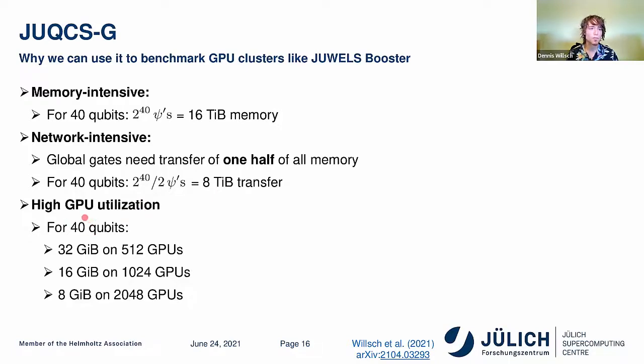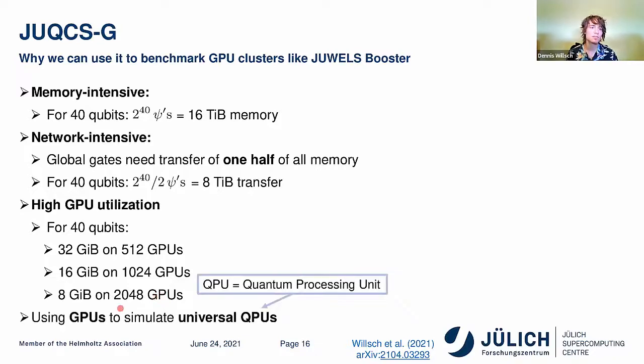So for 40 qubits, we could either choose to put all those complex numbers in packages of 30 gigabytes on 500 GPUs, or all the way up to packages of 8 gigabytes on 2000 GPUs. So in this case, we could also benchmark the case where almost all of the GPUs take part in the computation. And conceptually, I find this interesting because now we're using GPUs to simulate universal QPUs. So such universal QPUs, meaning quantum processing units, don't exist yet, but we can use all the GPUs that we have to simulate what they would work like if they already were there.